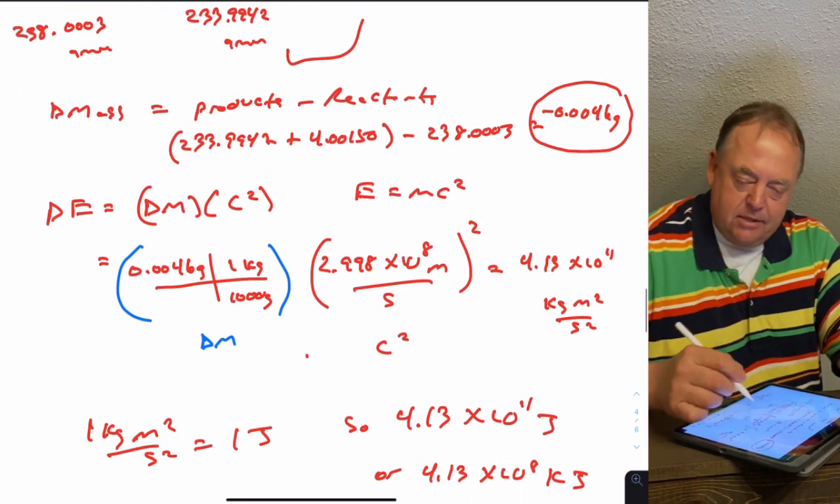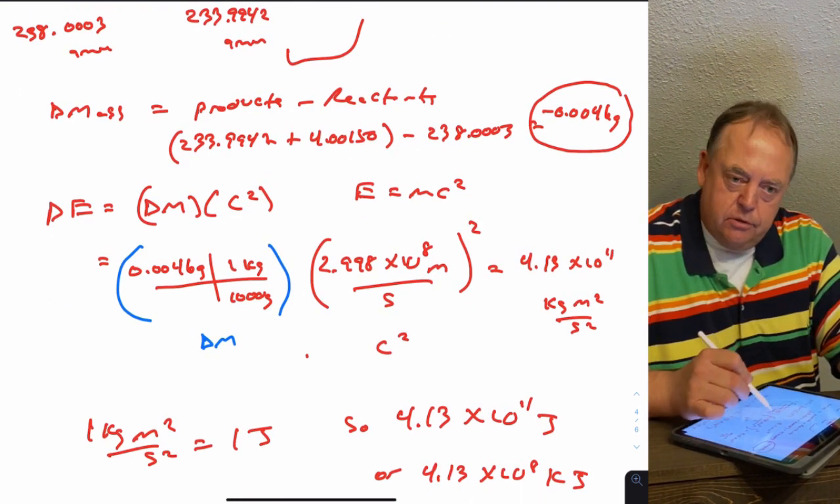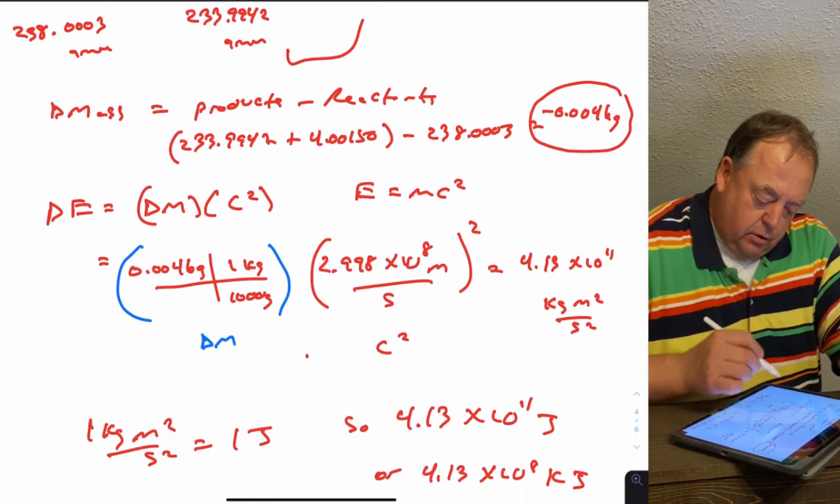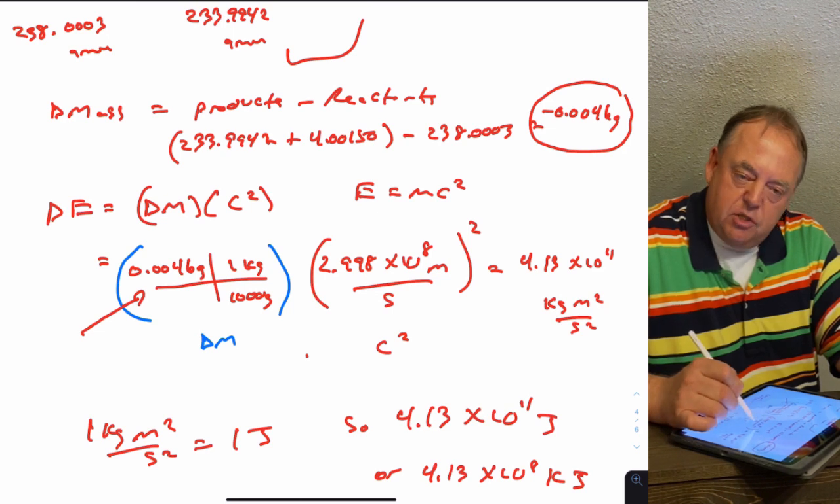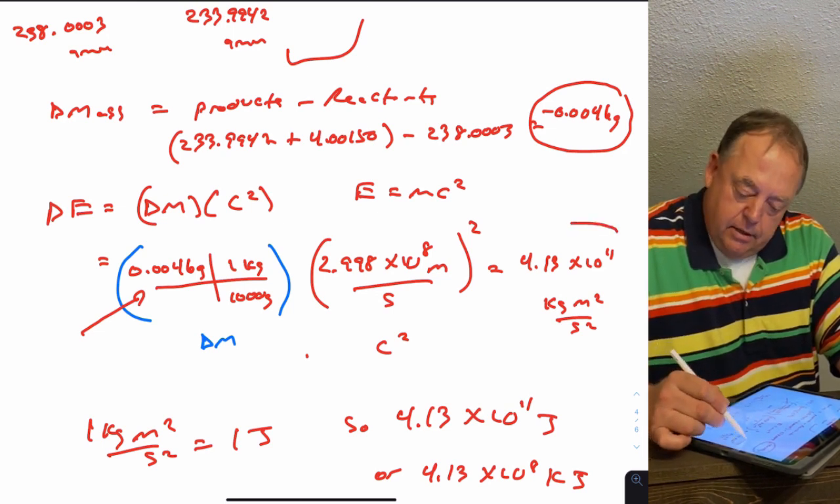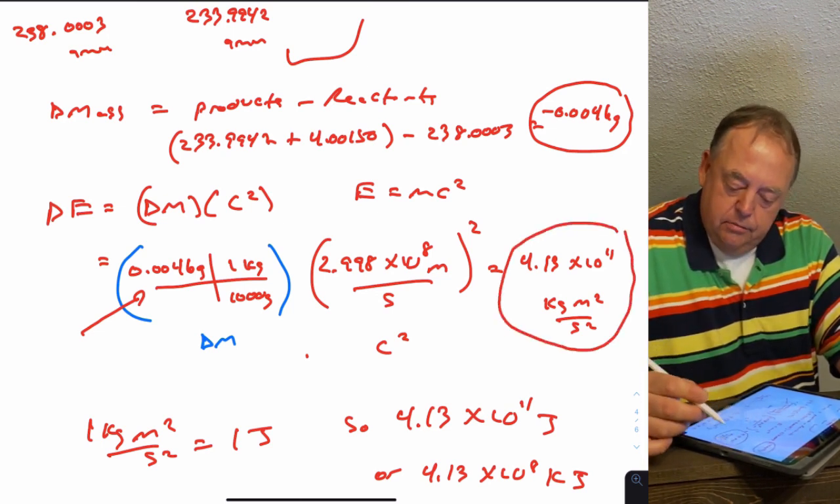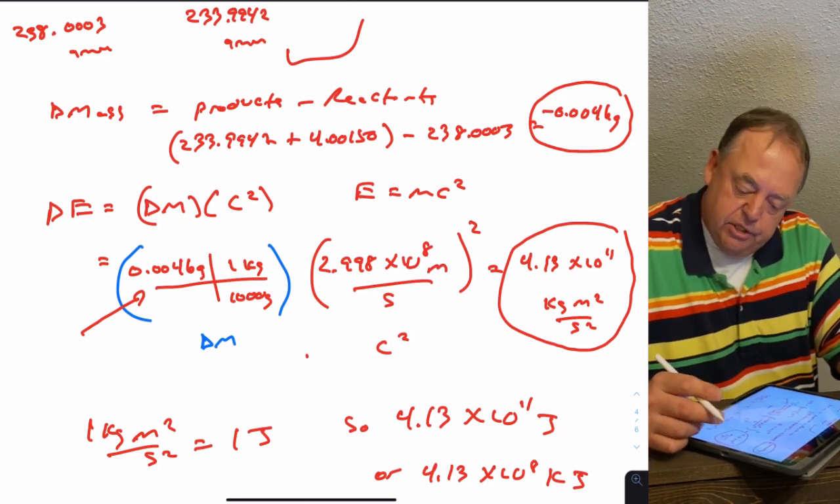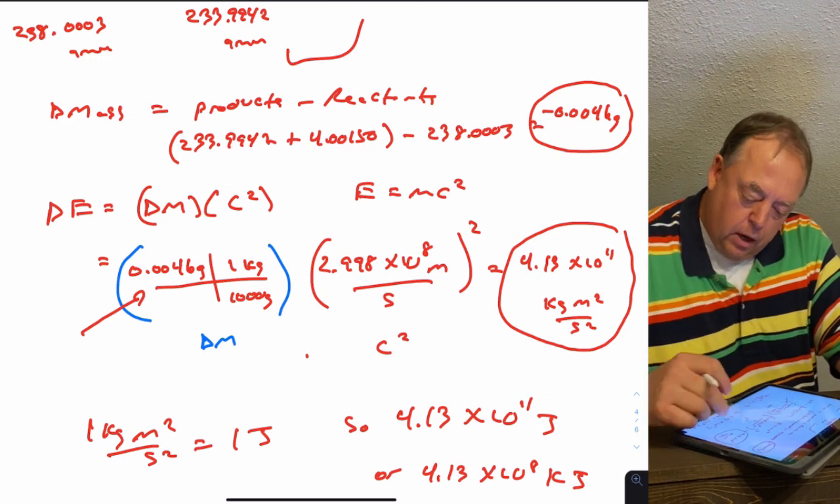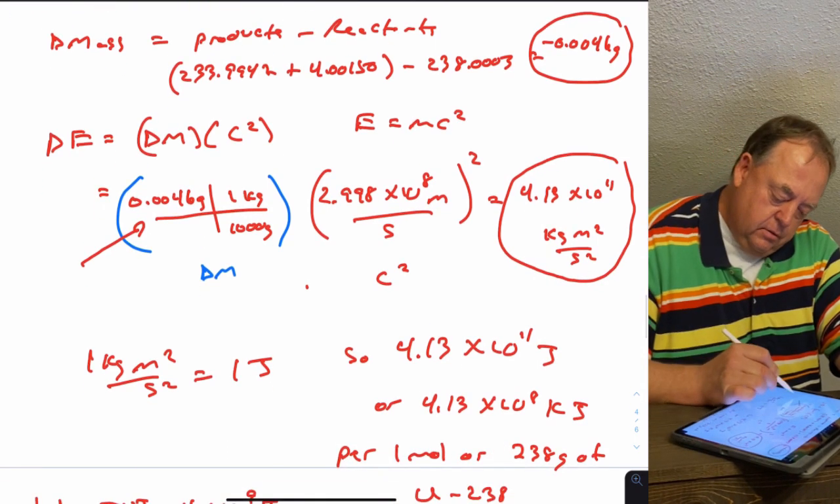Well, that mass is converted into energy, so E equals mc squared. If we do the calculation, if we put in the mass difference, convert grams to kilograms, and multiply by the speed of light squared, then you get 4.13 times 10 to the 11 joules of energy. That would also come out of this reaction.